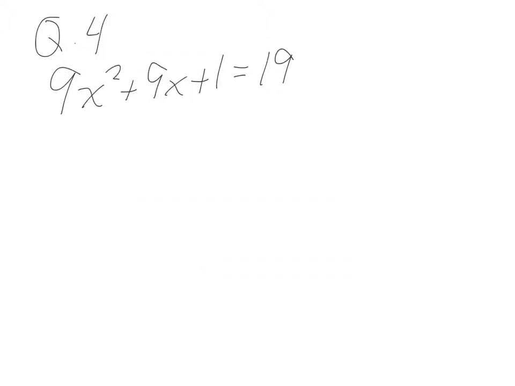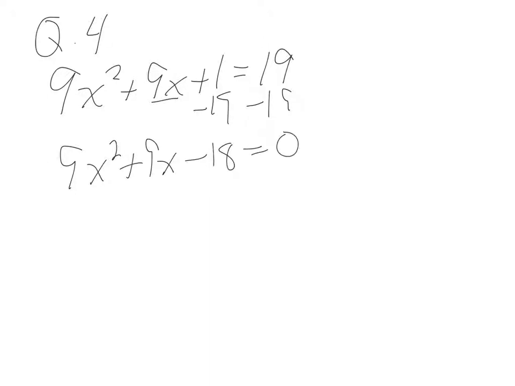For question 4, we'll take a different approach. Here, since we have an odd number for the 9x, I'm not going to try to complete the square or create a perfect square or look for a perfect square. So I'm going to set this equal to 0 by subtracting 18 from both sides, and I'll get 9x squared plus 9x minus 18 equals 0.